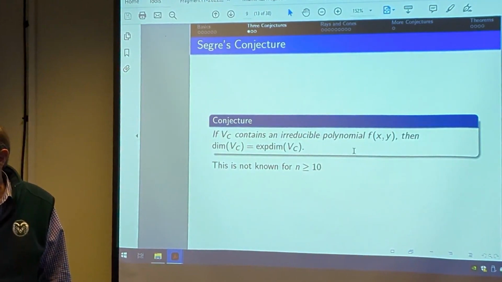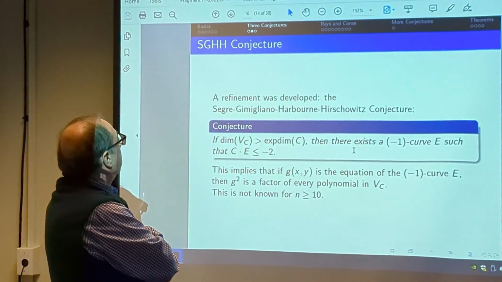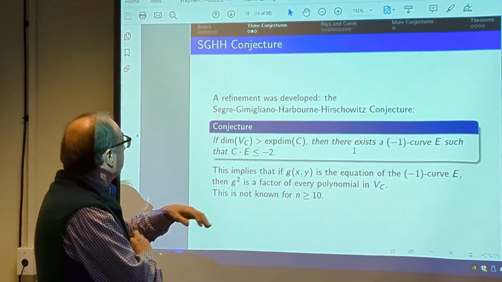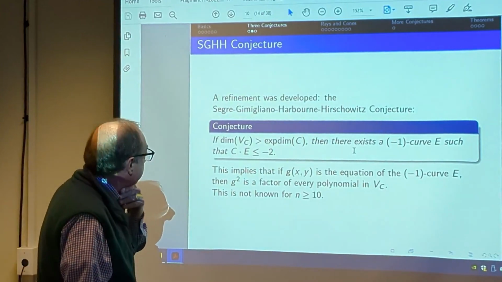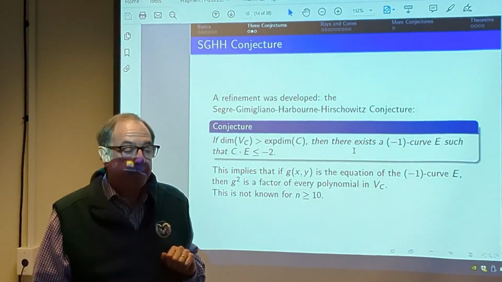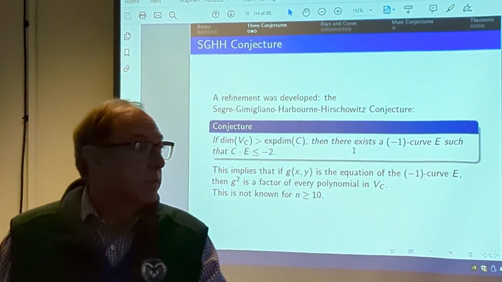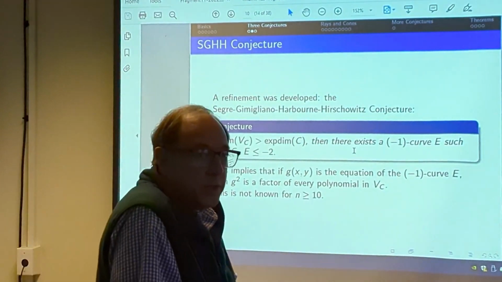Very embarrassing. So refinement was developed in the 80s. It's called the Segre-Gimigliano-Harbourne-Hirschowitz conjecture. And it says, look, suppose the dimension is bigger than expected. Okay? So you have the wrong answer. There are more polynomials than there should be.